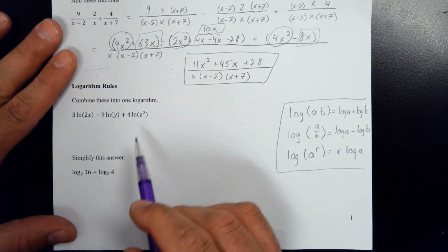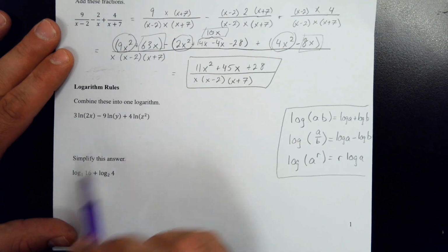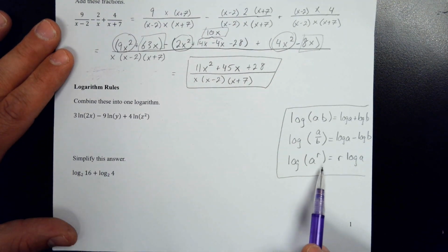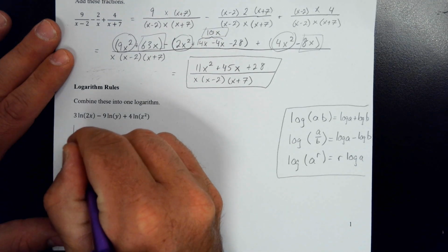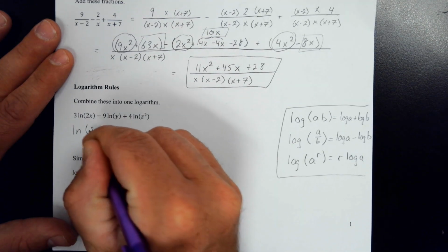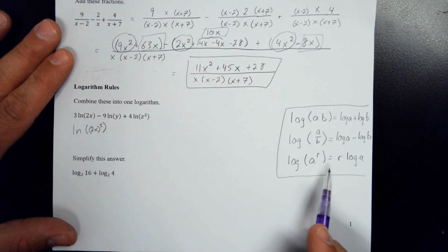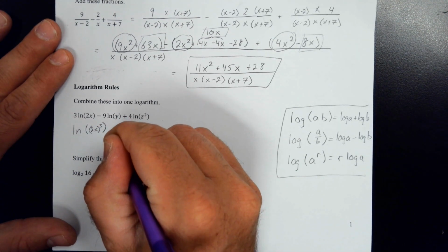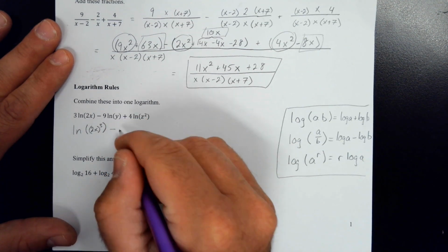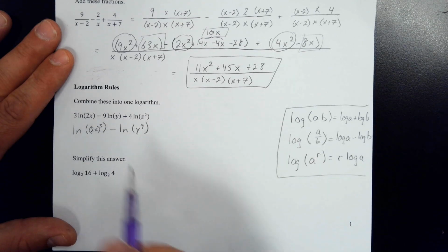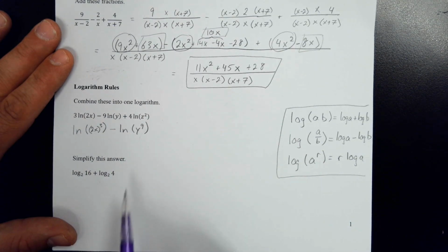Okay, so over here, we're meant to combine this into one log. So let's see, what can we do to bring this 3 in? We're going to use this rule right here and say this is natural log of 2x cubed. That's the same using that rule right there. Minus, how can I bring that 9 in? Well, that would be natural log of y to the 9th. Now that y has been brought in.